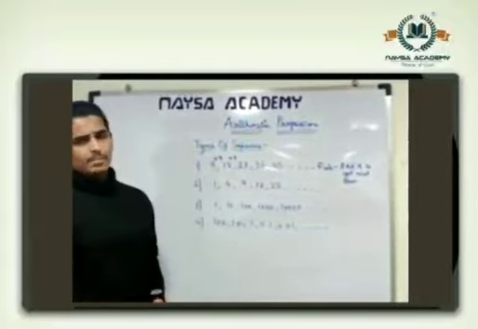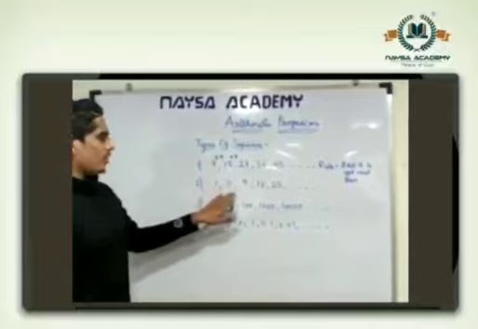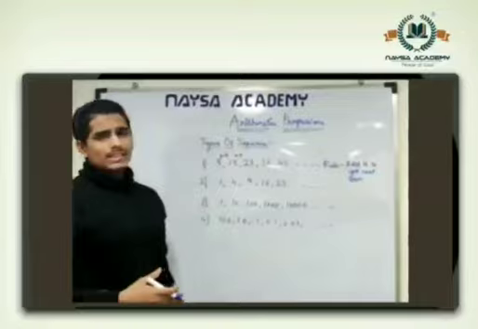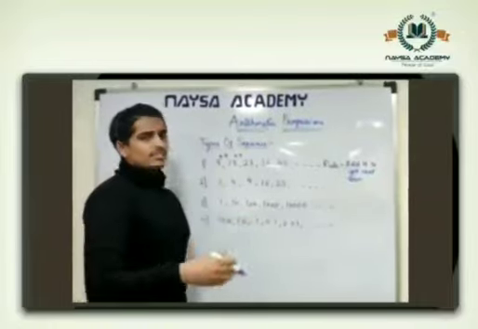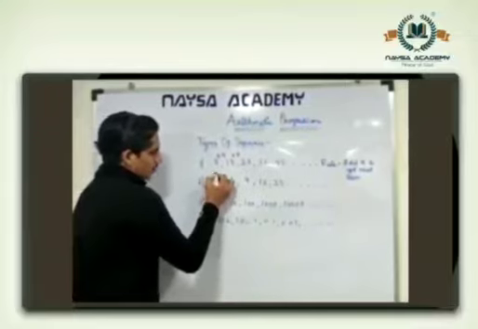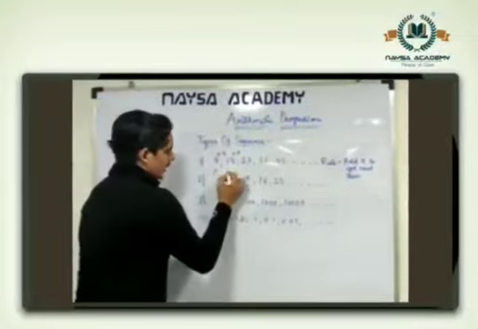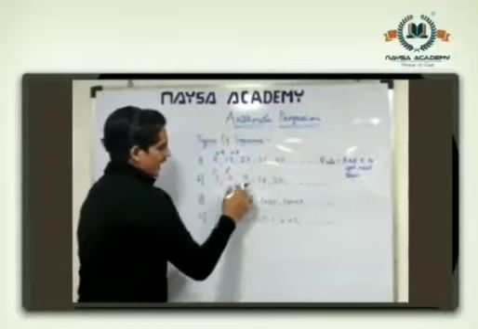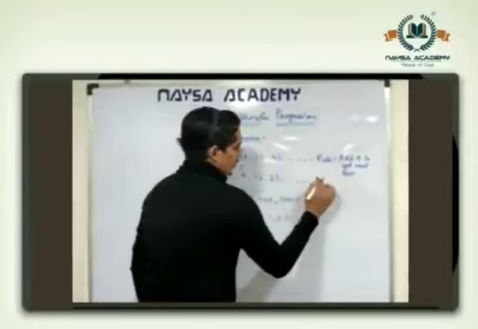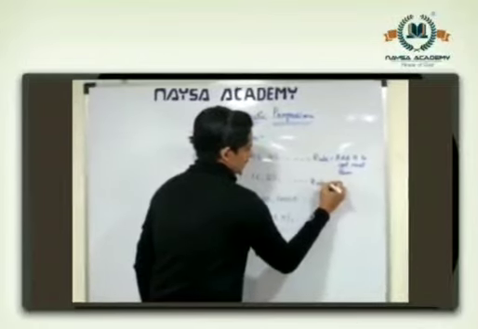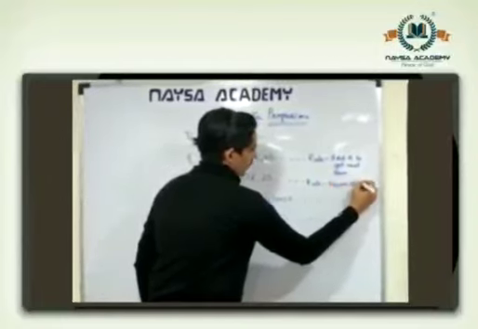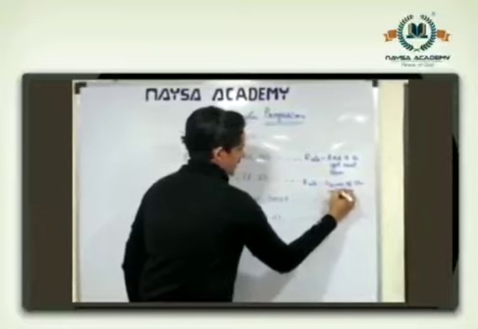Let's see another example. This is 1, 4, 9, 16 and 25. Here, as you can see, it is not a progressive sequence. But if we notice, 1 is the square of 1. 4 is the square of 2. 9 is the square of 3. And it goes on like this. So here the rule is square of the next number.